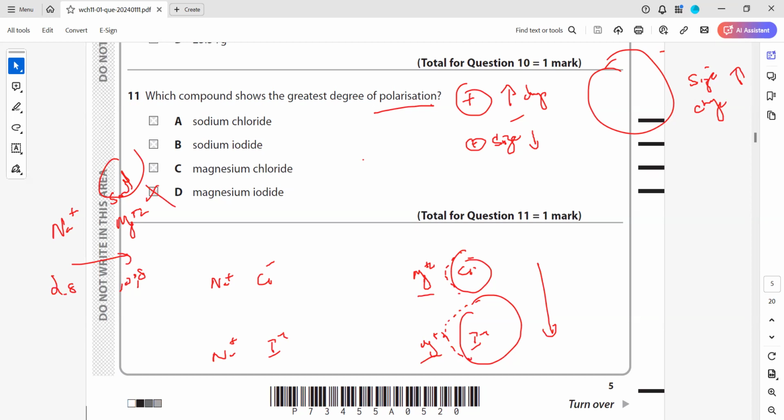Lattice energy is a different thing. For lattice energy, the size should be small for both of the ions and the charge should be large for both ions to have a very high lattice energy. But this is about the polarization or distortion.